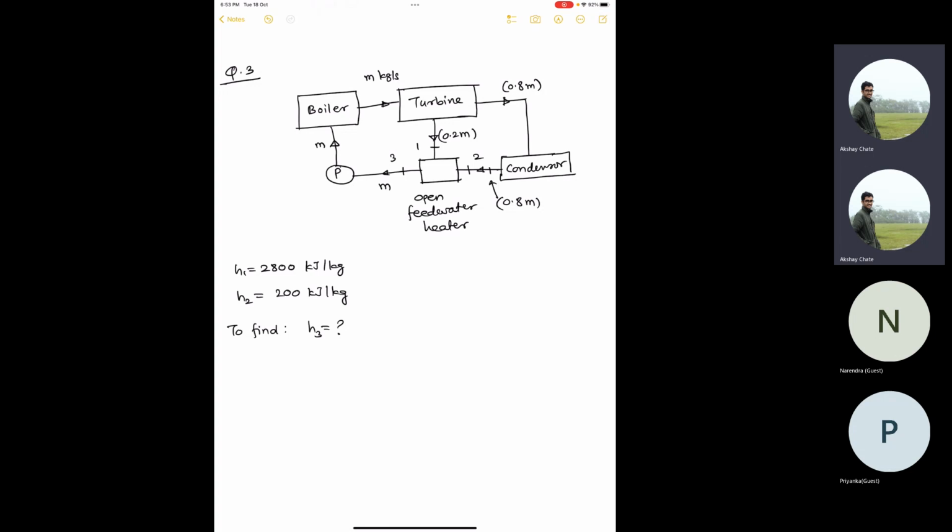In this case, if you directly write the first law energy balance for a steady state, steady flow system, assuming the open feed water heater as your system, what you get is m H3 equals 0.2 m into H1 plus 0.8 m into H2, right? And m will get cancelled because it is the same on both sides. So directly you get H3. This is a one-line question. If you read the question in a hurry, you'll feel terrible, but when you solve it with peace of mind, it is a one-line question. This is a 2-mark question.